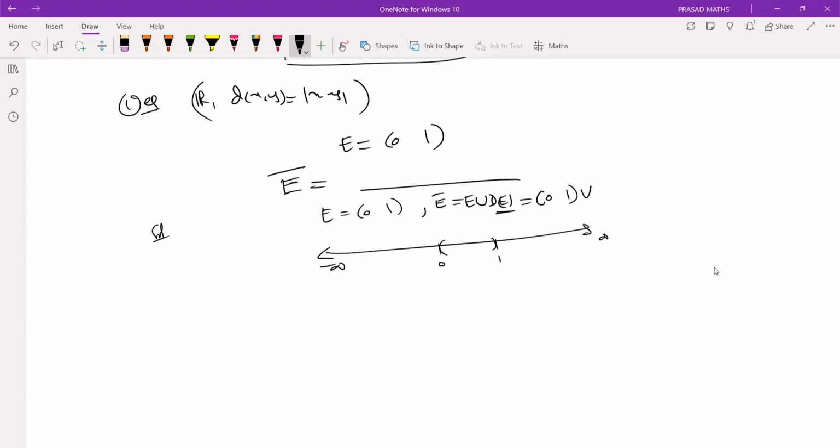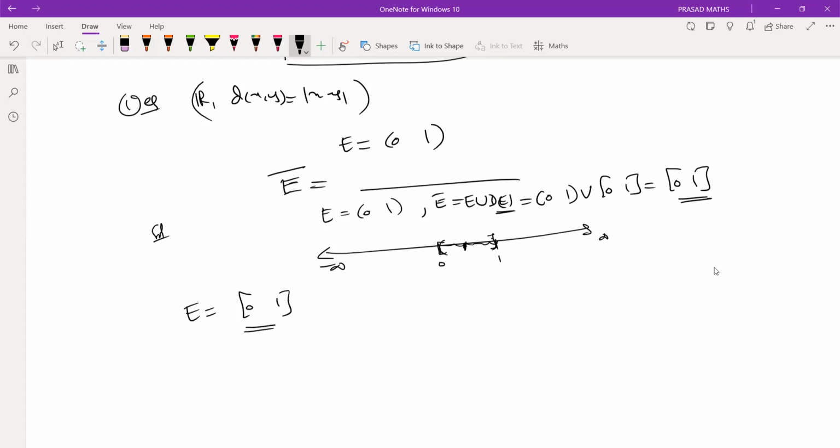What is the derived set? 0 is a limit point. The points inside are also limit points. 1 also is a limit point. Therefore, what are my limit points? The closed interval [0, 1]. Therefore, my closure of the set is the closed interval [0, 1].